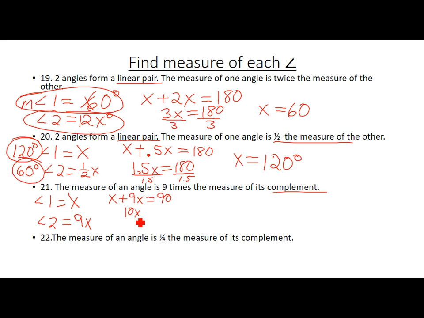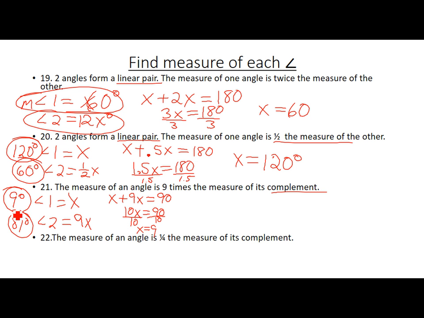Add those together, you get 10x equals 90. Divide by 10. What's x equal? 9. Once we know that x is 9, what's the measure of angle 1 here? 9 degrees. How about angle 2? 81 degrees.